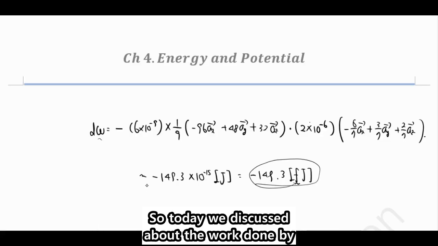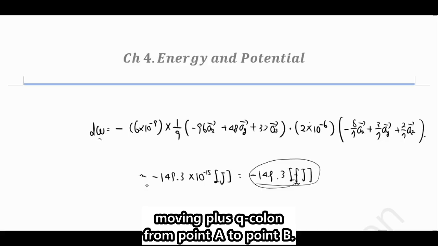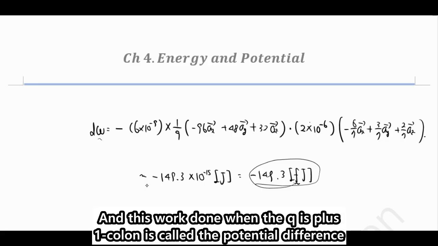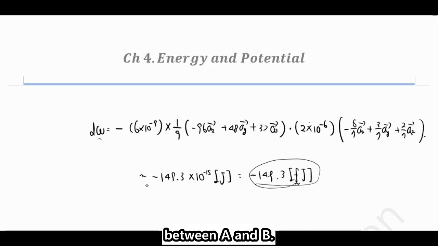So today we discussed the work done by moving plus Q coulomb from point A to point B. And this work done when Q is plus 1 coulomb is called the potential difference between A and B. And we took one example.